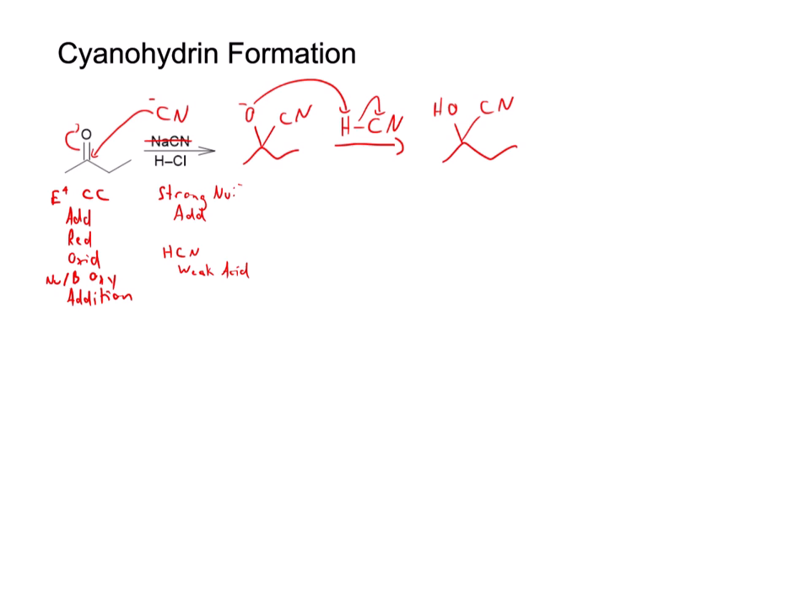And of course, we did have a trigonal planar starting material, so when we attacked with that CN nucleophile, we could have attacked from the front side or the back side, which means we have a stereogenic center here where either the OH or the CN can be on wedges or dashes.